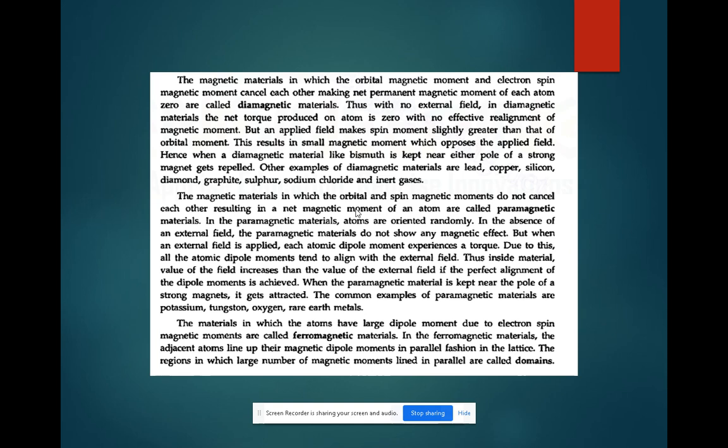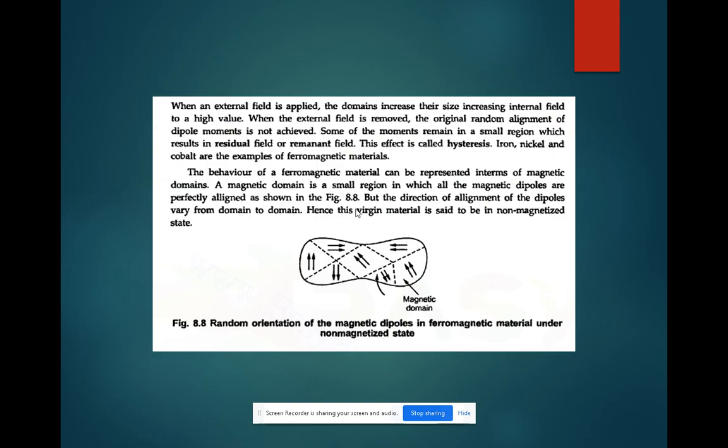So examples of both will be given here, and next let us look at ferromagnetic. In a ferromagnetic material, under the electric field, the atoms will have a large dipole moment due to spin moment. That will be called a ferromagnetic material. So here the dipole moments will be arranged in parallel. That will be called a domain.